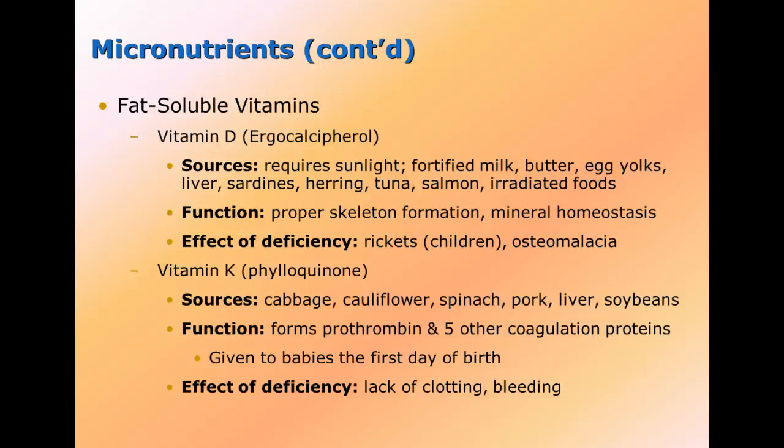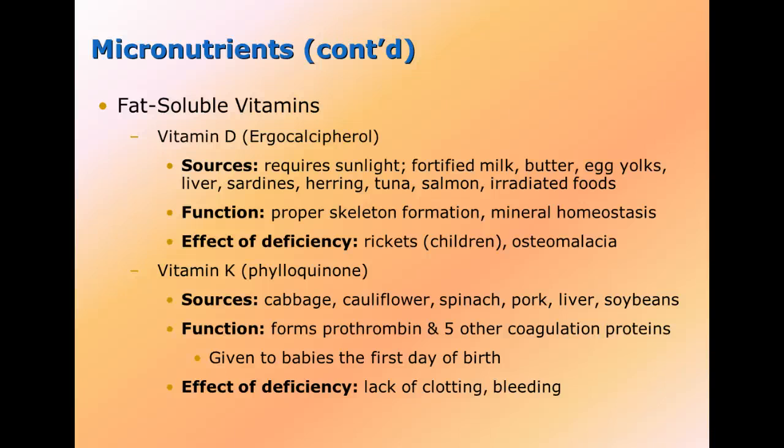Next fat-soluble vitamin is vitamin D. Now we talk about this as being a hormone, but it requires sunlight. We need fortified milk to get the vitamin D to turn it into the D3. Butter, egg yolks, liver, sardines, herring, tuna, salmon, yum. Functions include proper skeleton function and mineral homeostasis to maintain those mineral levels, especially calcium. And the effects of deficiency would be rickets or osteomalacia. Rickets is more in children, osteomalacia is more of adults.